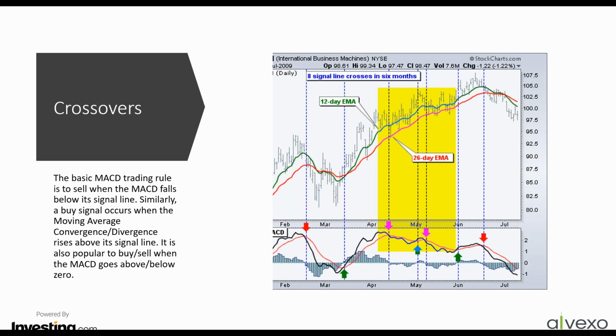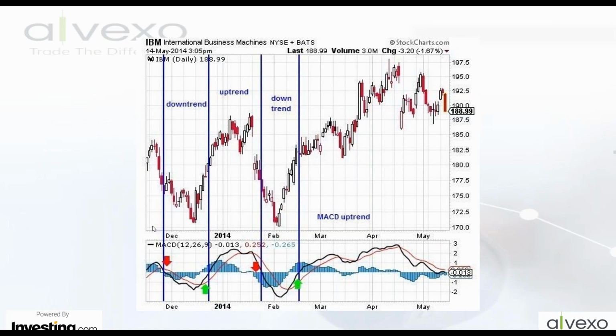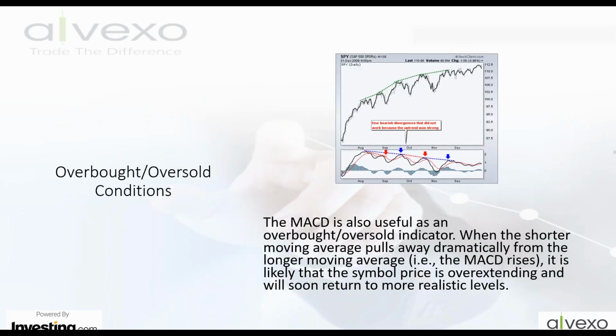It is also popular to buy or sell when the MACD goes above or below zero, which you see on the histogram. The histogram is the same as the crossover of the MACD and the MACD signal line. But as I said, the MACD signal does not tell you the depth of the movement. Now, MACD also helps you see overbought and oversold conditions. When the shorter moving average pulls away dramatically from the longer moving average, in other words, the MACD rises, it's likely that the symbol is overextending and will soon return to realistic levels. So you get that when there's a big divergence between the signal line and the MACD line, or when you start to see deep shifts in the mountain and the peaks.